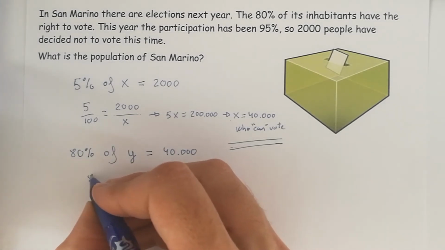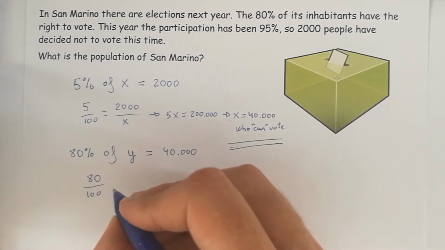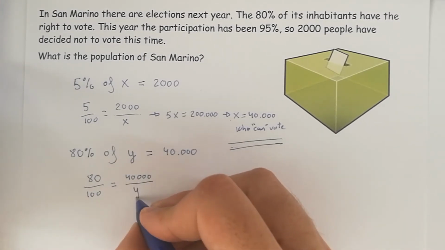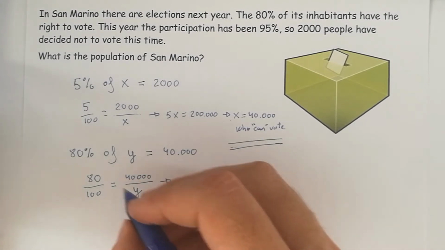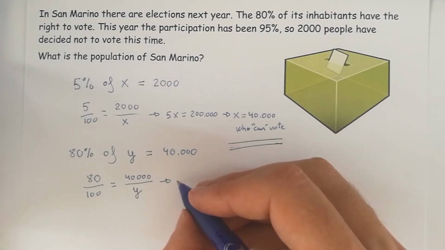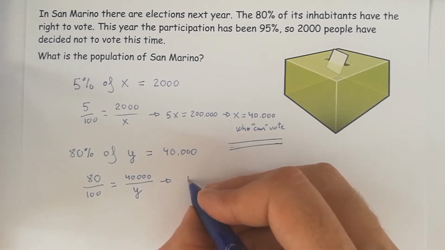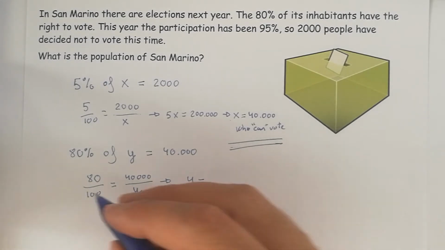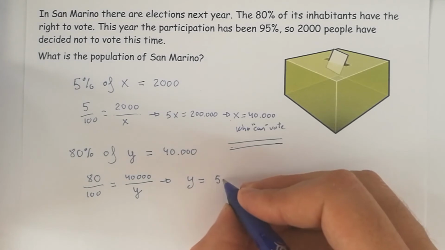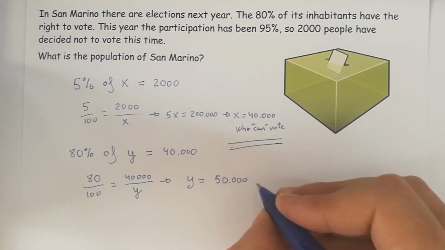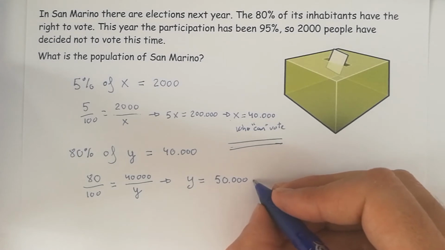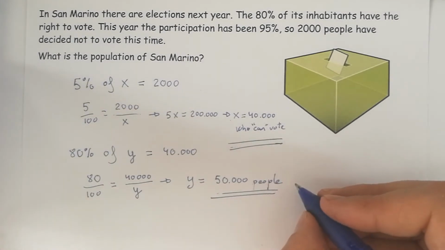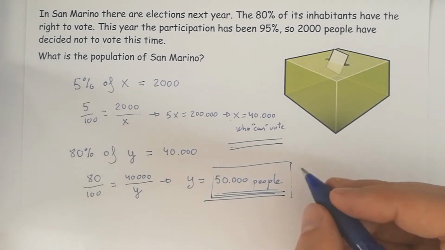So now we can say that 80 is to 100 the same as 40,000 is to y. If we cross multiply, we get that y is 4 million people divided by 80, this is 50,000 people. These are the inhabitants, the population. So this is the final result.